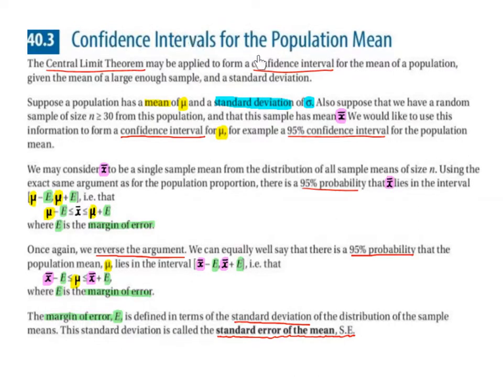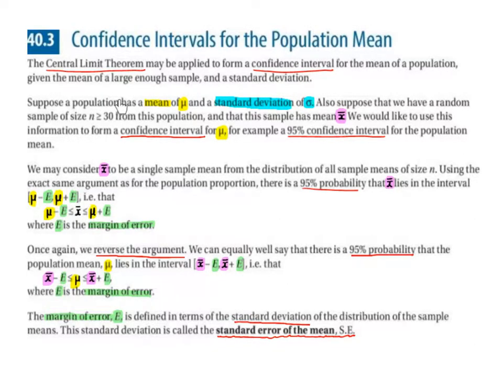Confidence intervals for the population mean. The central limit theorem may be applied to form a confidence interval for the mean of a population given the mean of a large enough sample and a standard deviation.